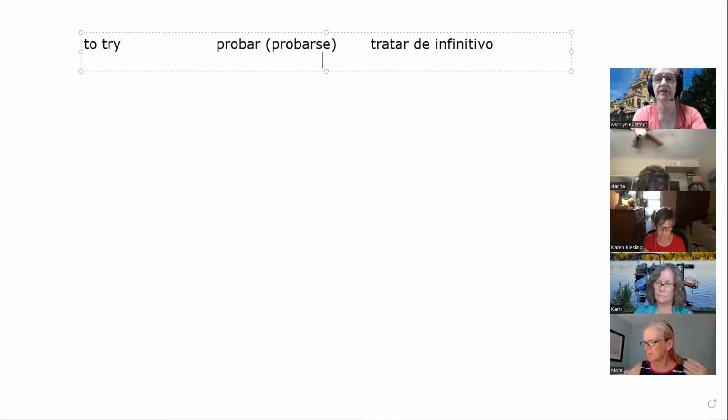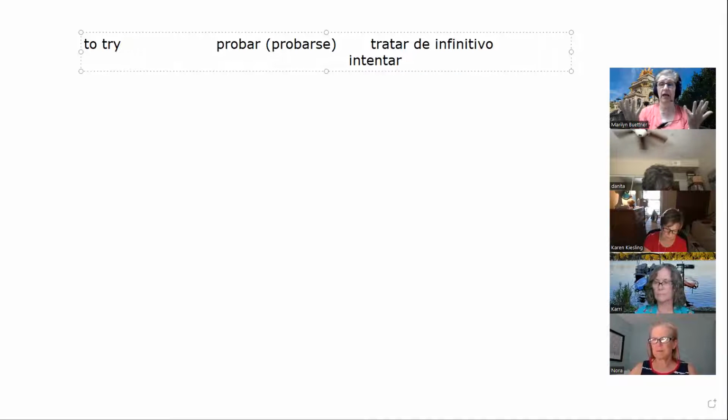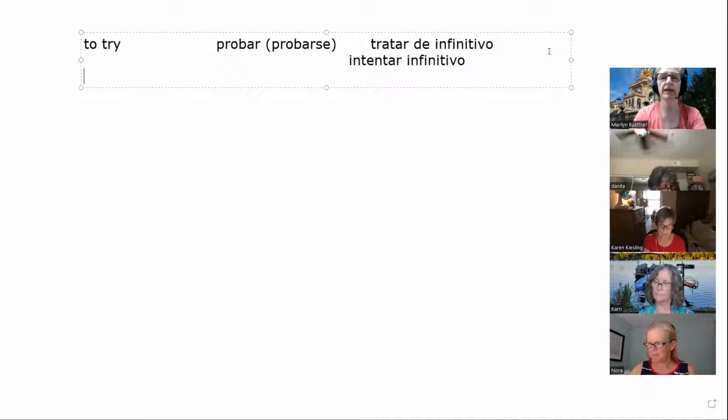Y la tercera cosa es intentar. Intentar, we don't need a de. Intentar infinitivo. So, there are three different verbs you may hear people using to express this idea of try. Okay, so let's explain a little more.